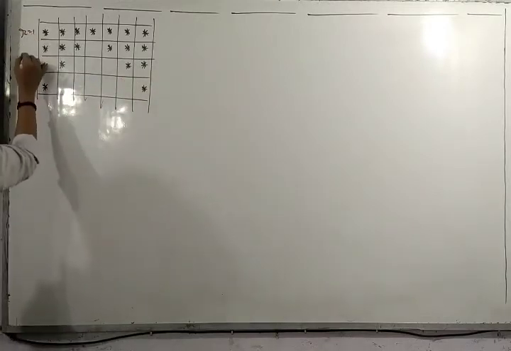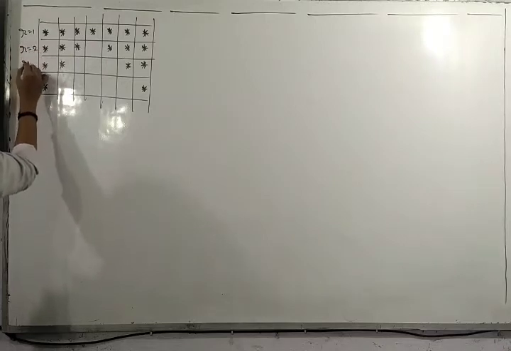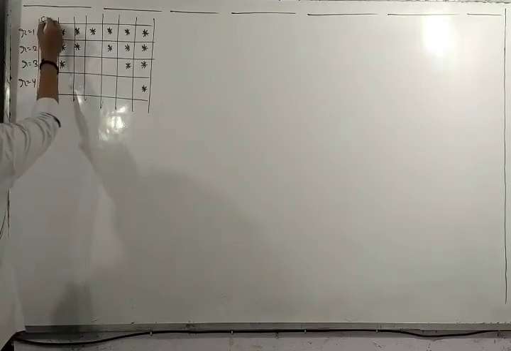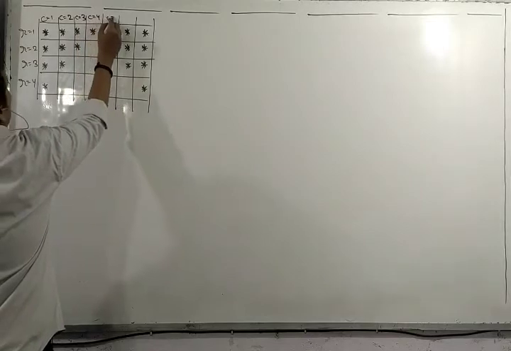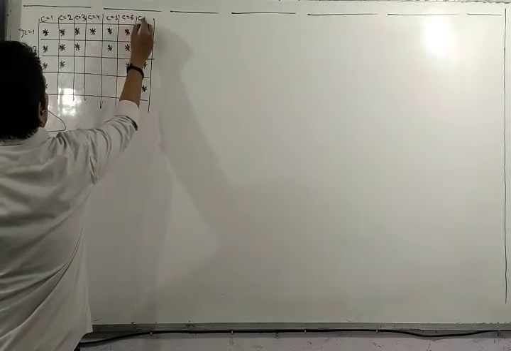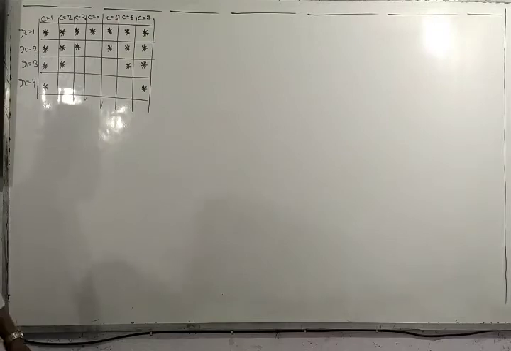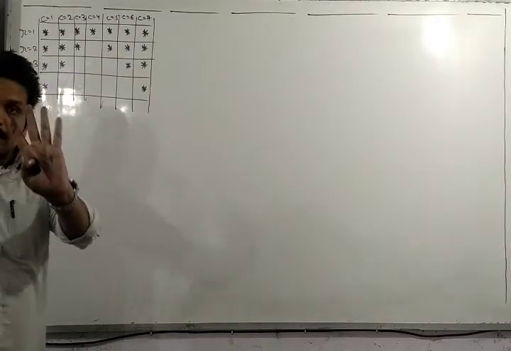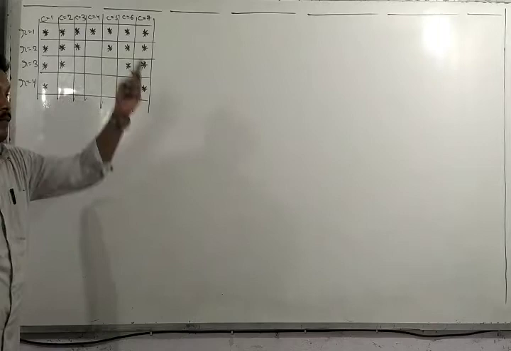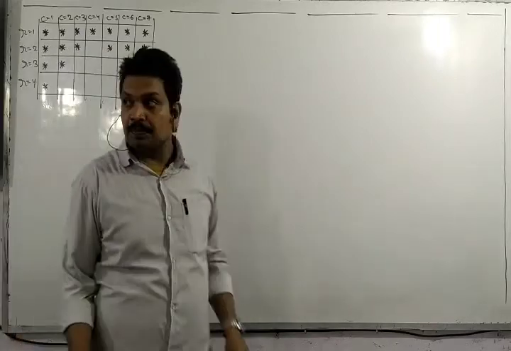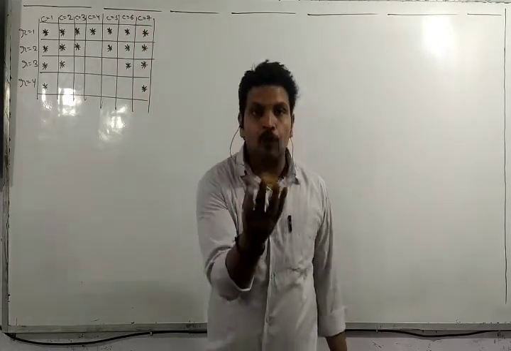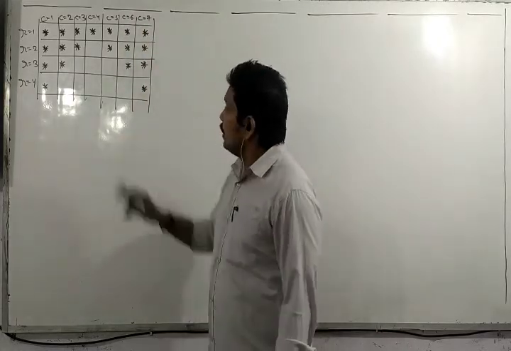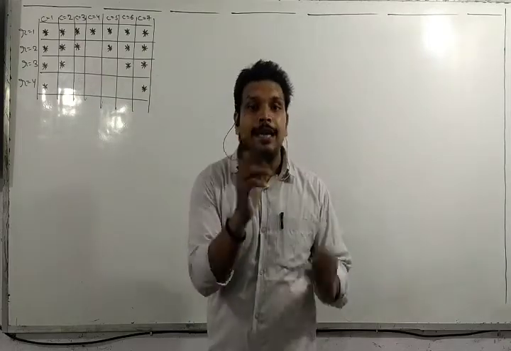Here R is equal to 1, R is equal to 2, R is equal to 3, R is equal to 4. Here C is equal to 1, C is equal to 2, C is equal to 3, C is equal to 4, C is equal to 5, C is equal to 6, C is equal to 7. How many rows are there? 4 rows. And how many columns are there? 7 columns. So how to convert 4 into 7? 4 2s are 8 minus 1.